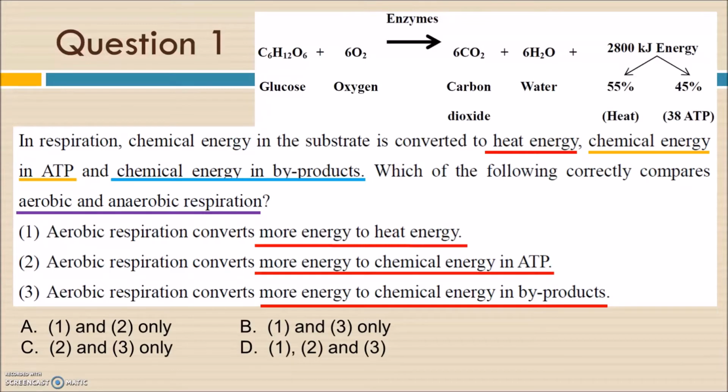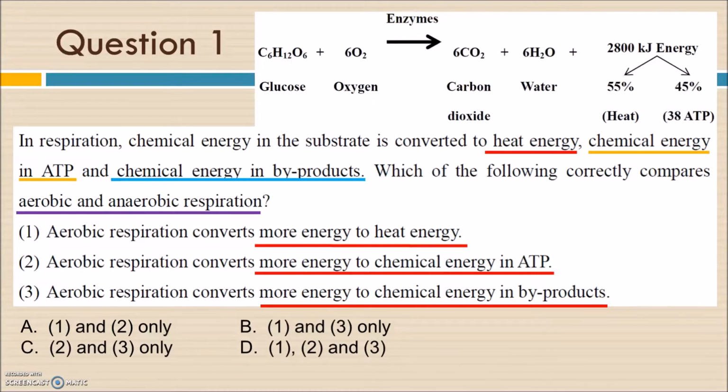So let's take a look at the questions. Question 1 mentions the 3 types of energy converted, including the heat energy, chemical energy in ATP, and chemical energy in the byproducts. I show you the chemical equation and word equation of aerobic respiration first.